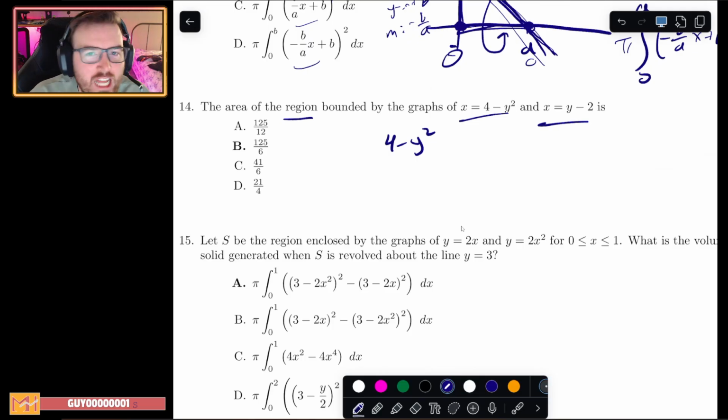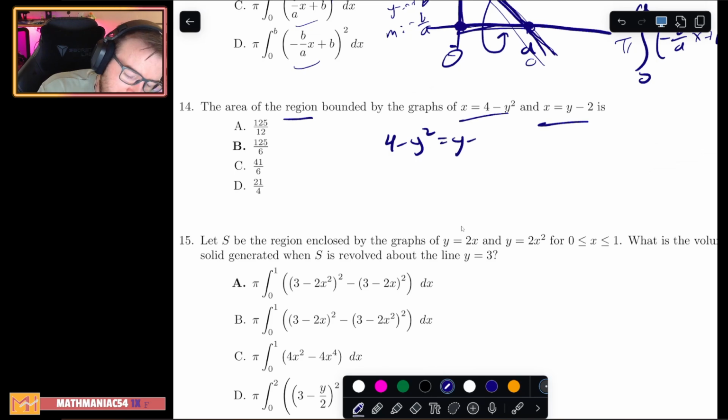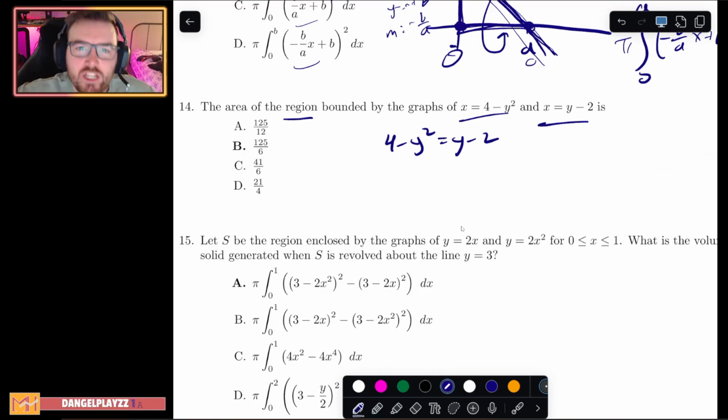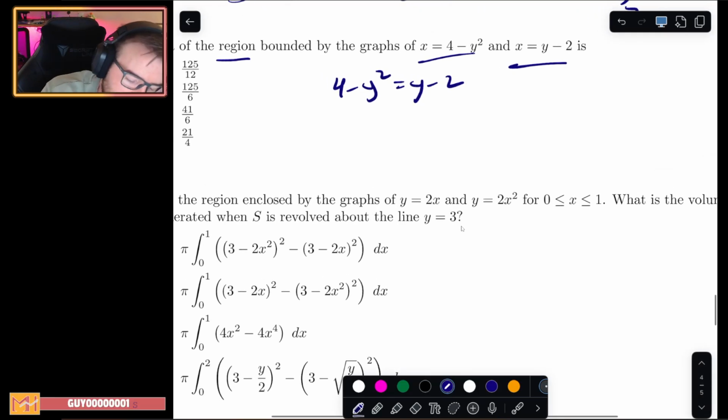Singular. So there's not multiple regions here. We don't need to be in a panic about, oh, is this a long problem where I need to break it? Nope, it's a region. Singular. Okay, so where do these regions intersect?